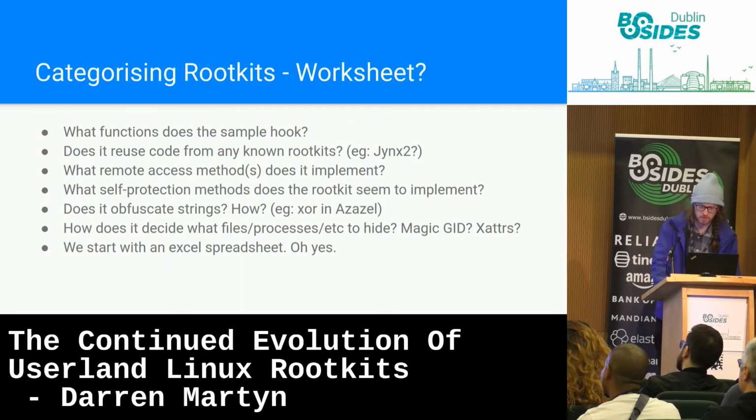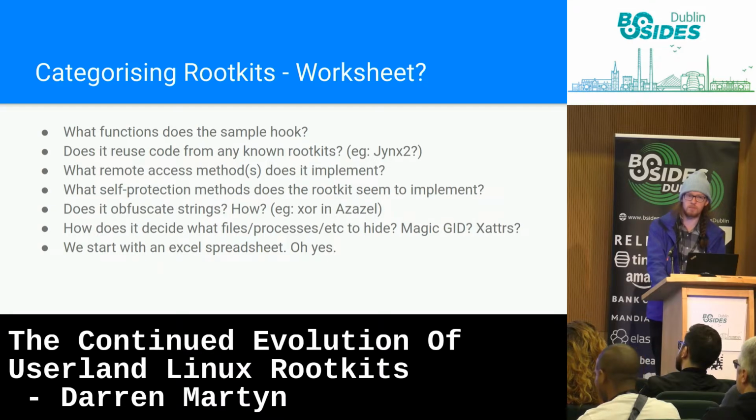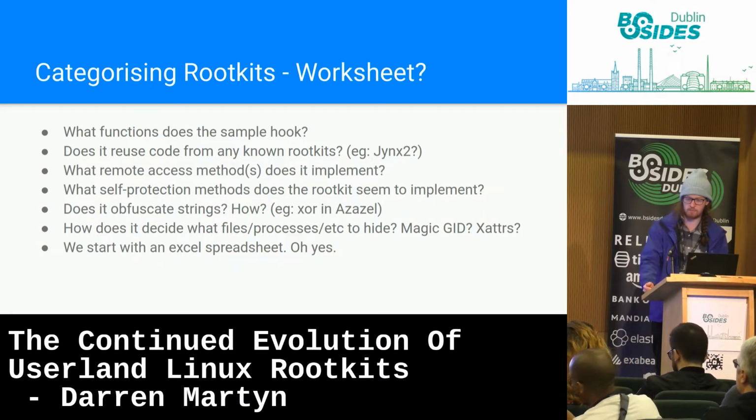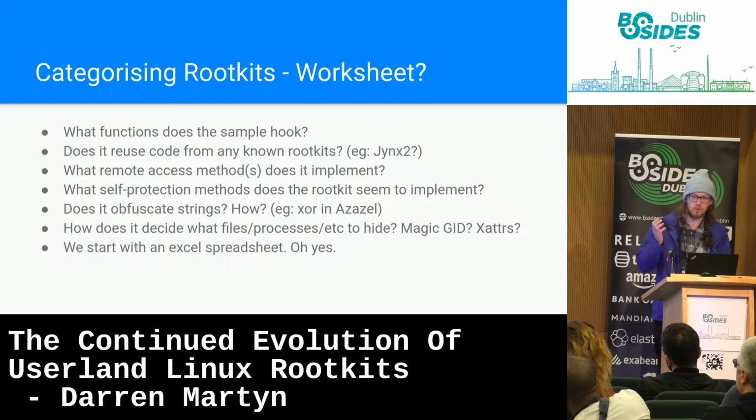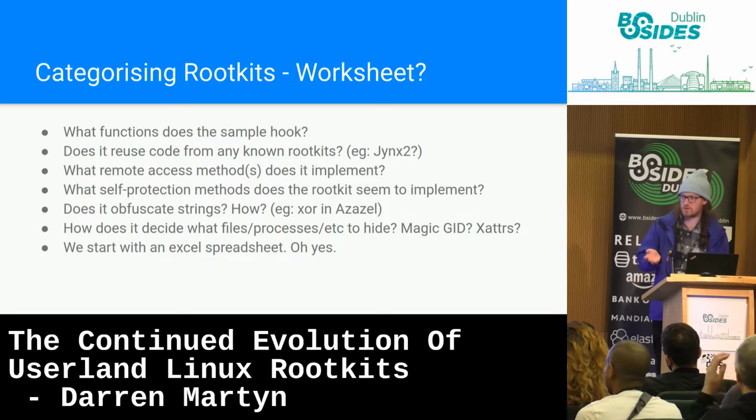So after this, I started trying to think, if you come across one of these samples, it can be a bit of a pain. You've got a shared object file that's your rootkit. How do you categorize it? For the blue team guys, what do you do? How do you categorize it? How do you bucket it and cluster these samples?